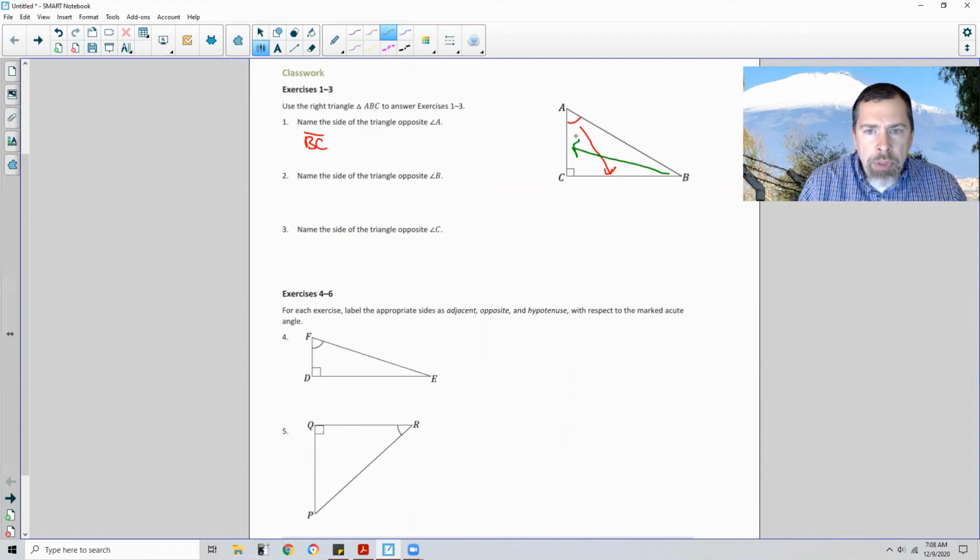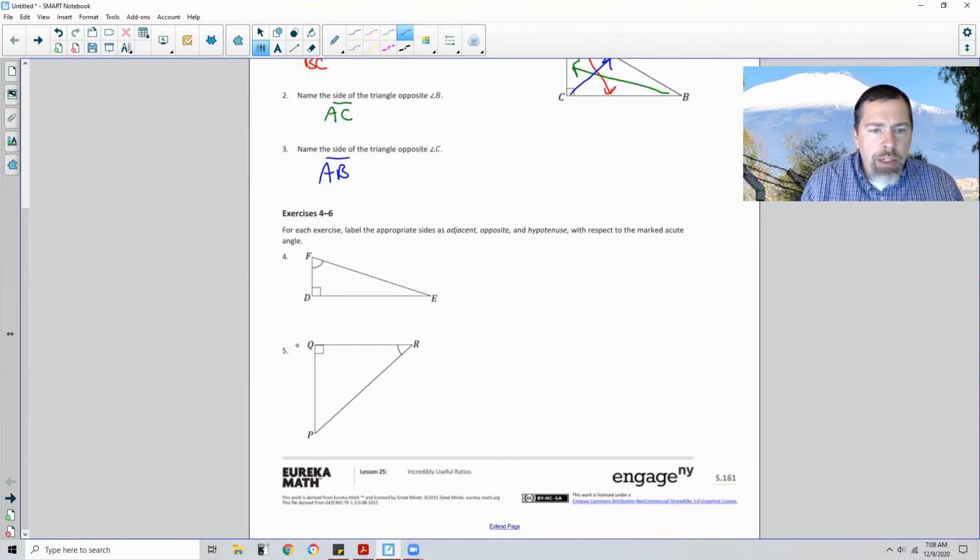The side opposite B is the other two letters in the name of the triangle that does not include B. Think of it that way. There are 3 angles in a triangle. The side opposite is the other 2 letters. So if I'm going to say angle C, the opposite side is AB without even looking. Okay, opposite C, AB. Okay, so there we go.